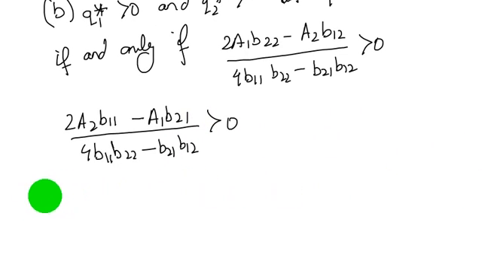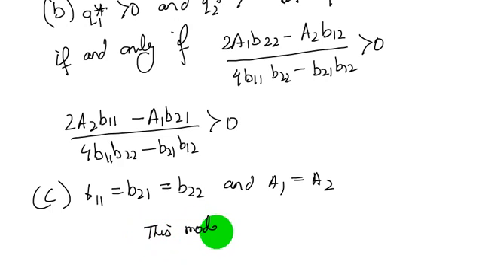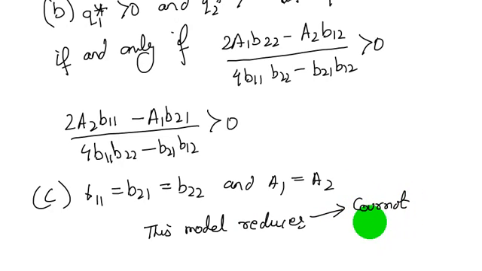Now the third part: when B11 equals B21 equals B22 and A1 equals A2, then this model reduces to the Cournot model, whatever pronunciation you say. With this we come to an end of this question.